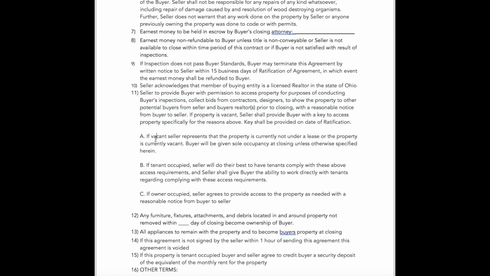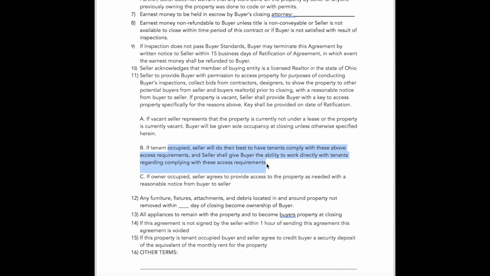Now here it says, if vacant, seller represents that the property is currently not under lease, and the buyer will be given sole occupancy at closing. If it's tenant occupied, seller will do their best to have tenants comply with the above requirements, and seller shall give buyer the ability to work directly with tenants regarding complying with these access requirements.